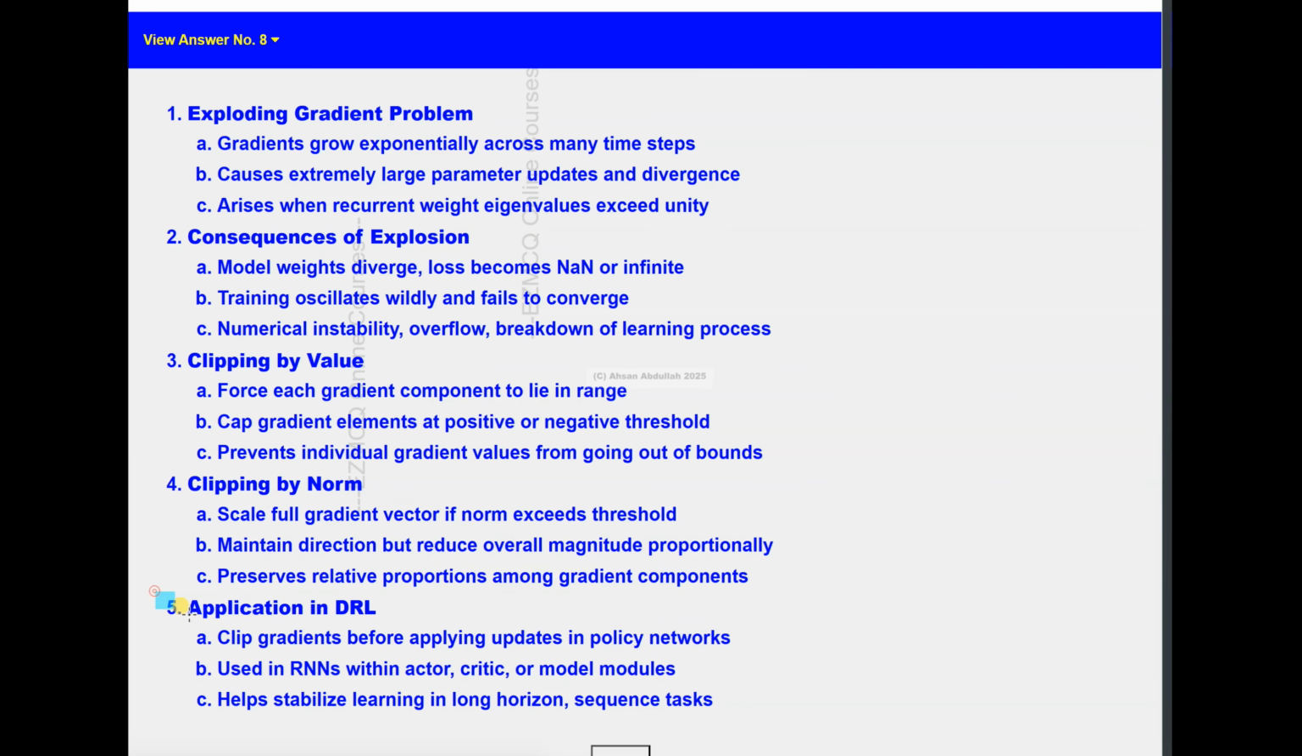And then is the application in deep reinforcement learning, in recurrent neural network based components like recurrent policies and critics and so on. Now clipping bounds updates, prevents explosive training, and that ensures stable learning across long temporal dependencies.